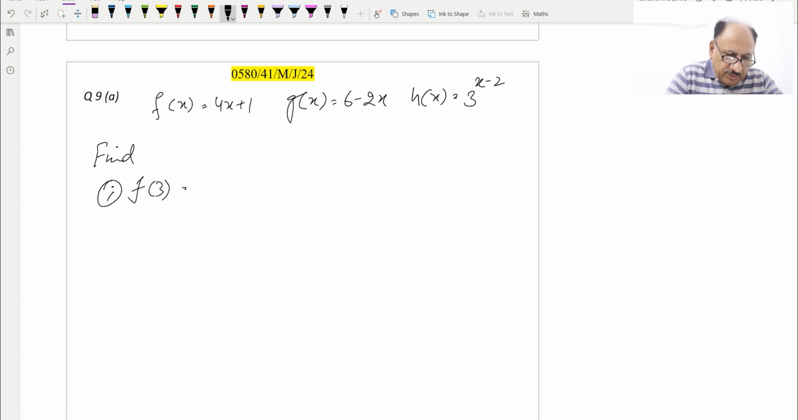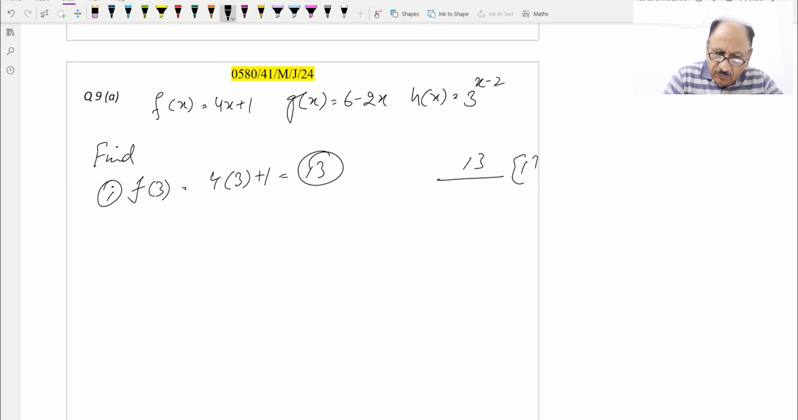So f of 3 will just replace 3 in f of x. So this one, which is 12 plus 1, will be 13. So this is the answer, 13, and this is a 1 mark part. Now for the second part, they are saying g of f of 3.